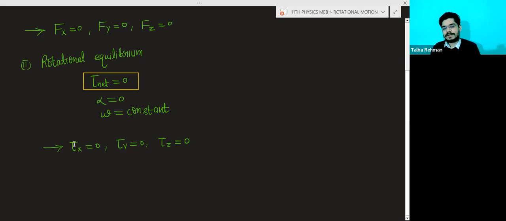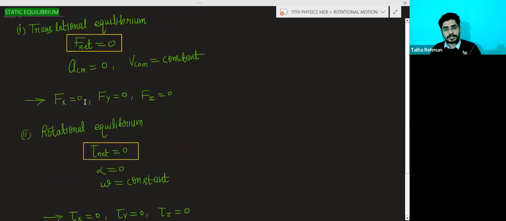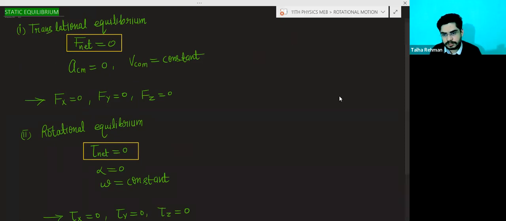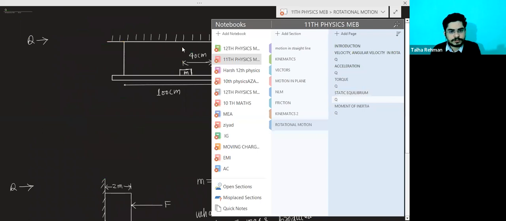So the torque along the x-axis, y-axis, and z-axis should be 0. Basically, these 2 points you should note. For static equilibrium, the net force on the body is equal to 0, and the net torque on the body is equal to 0. Now, this is the question.